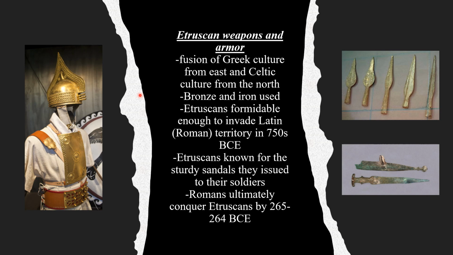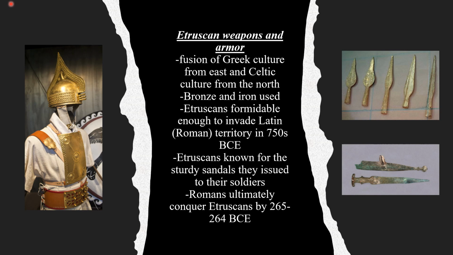Over time, the Etruscans began to adopt more Greek-style weapons and armor. They used both bronze and iron to make weapons and armor. Iron, of course, is preferred for weapons like swords and spears. Oftentimes, armor is still made out of bronze, though. Bronze is softer and it's easier to make into complex shapes. But iron is much harder and will keep an edge a lot better.